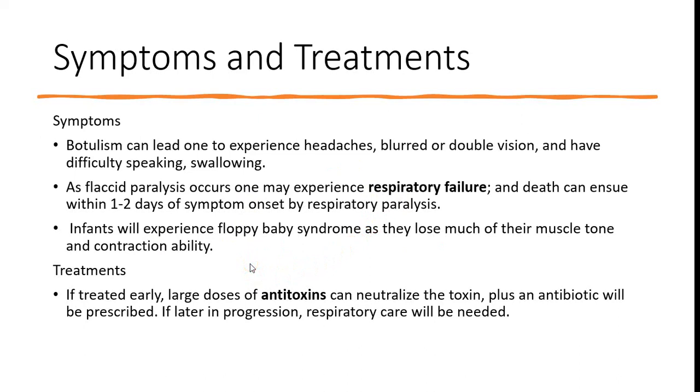So how do we treat it? The biggest thing that we can do is you've got to get rid of the toxins, because the bacterium itself is doing no harm. It is the toxin that it releases that is causing the major damage. So the first thing is large doses of antitoxins immediately to help neutralize that toxin and prevent further damage or even death.